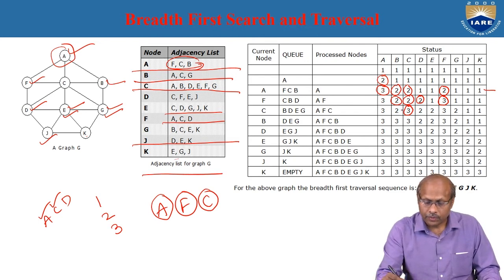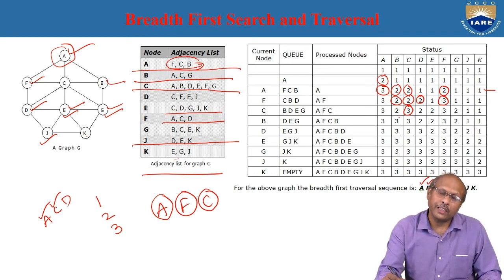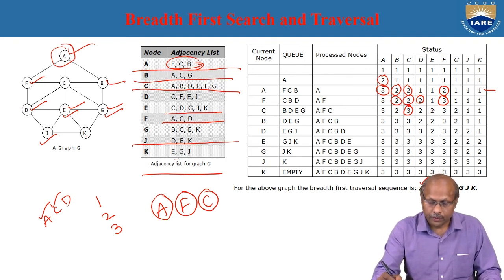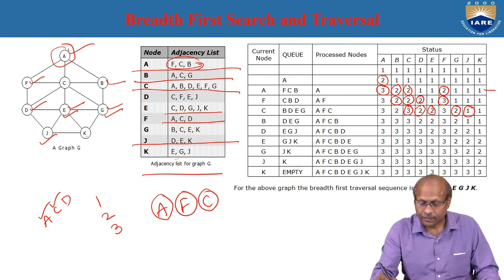So A is already over. While inserting, you have to be careful whether it is already in waiting state or processed. If it is already in waiting state or processed, no need to change anything. Whichever is in ready state, for that you have to change to 1. So please observe here, E is inserted the first time, this is already 0. And here G is also inserted the first time. And J is still in the ready state, it is not yet inserted.